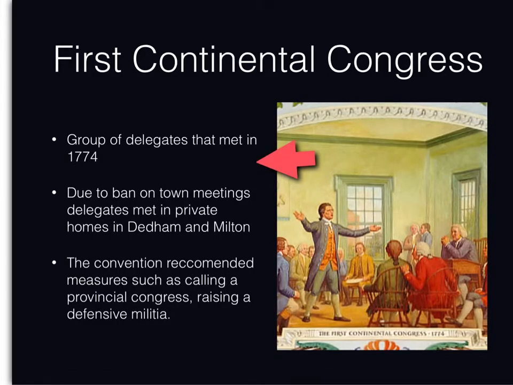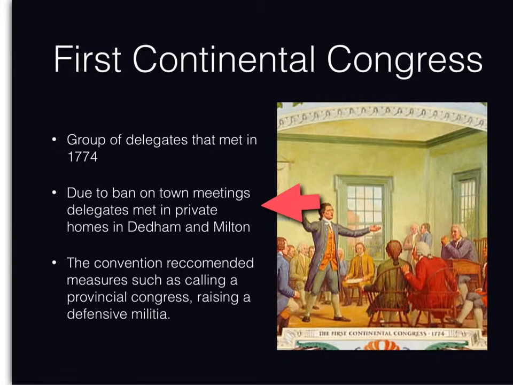A group of delegates that met in 1774 and represented all the American colonies except Georgia planned to boycott all British goods, and they were known as the First Continental Congress. In defiance of the ban of town meetings, delegates from Suffolk County, Massachusetts, met at private homes in Dedham on September 6, 1774, and in Milton on September 9th to plan resistance against the coercive acts.